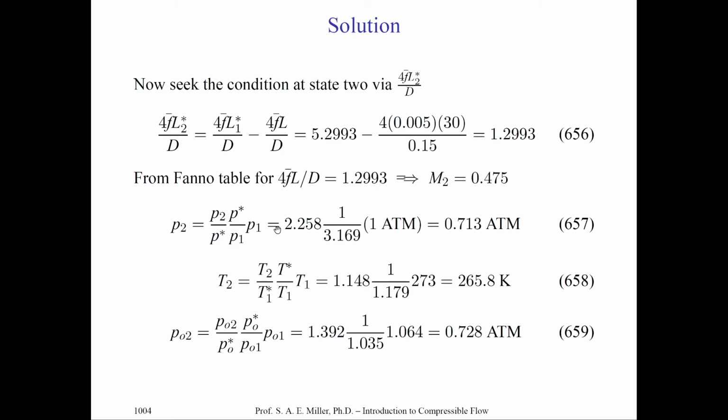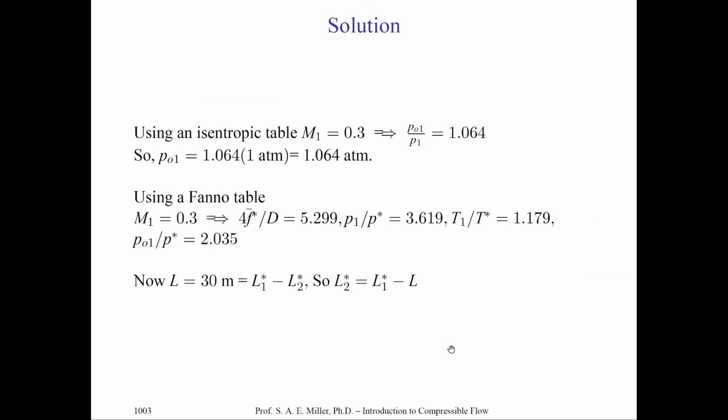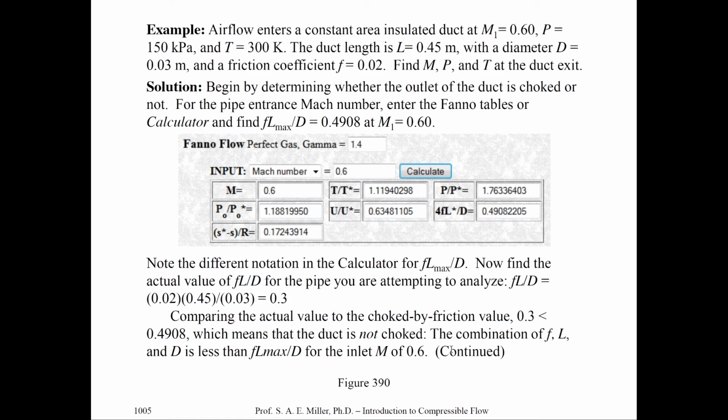Let's fill them in from our known values now. We have 2.258 times 1 over 3.169 in a single atmosphere, which is our initial condition. And we'll find 0.713 atmospheres. You can do the same thing for static temperature and total pressure respectively and find 265.8 Kelvin and total pressure is 0.728, which decreased from, of course, the initial total pressure, which makes a lot of sense. So that completes that example.